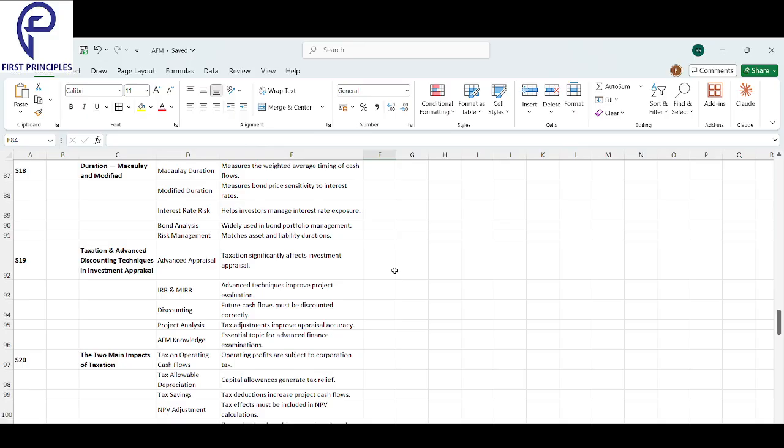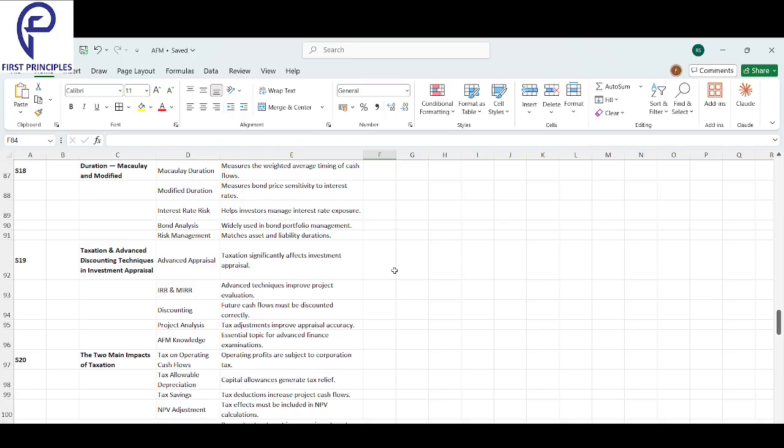Interest rate risk: it helps the investors manage the interest rate risk. The main use of these durations is that it helps the investors to manage the interest rate exposure. It is widely used in bond portfolio management. It helps in risk management. It matches the assets and liability durations. And Macaulay duration measures the weighted average timing of cash flows, and modified duration measures the bond price sensitivity to interest rates. Calculation is easy, you just should know where it is used.